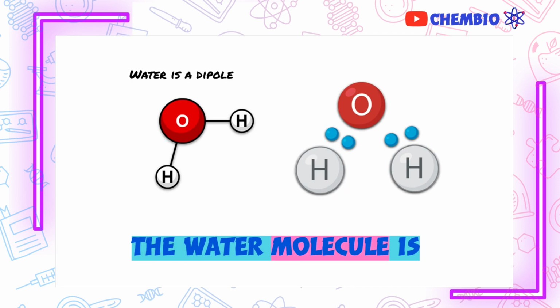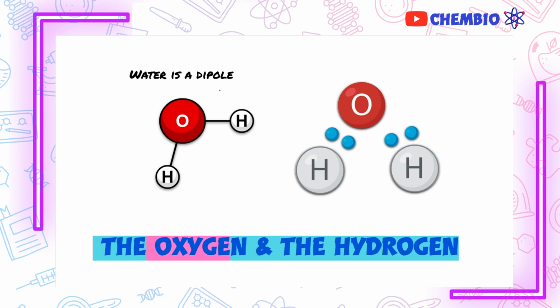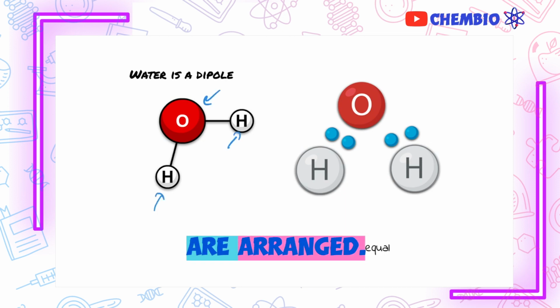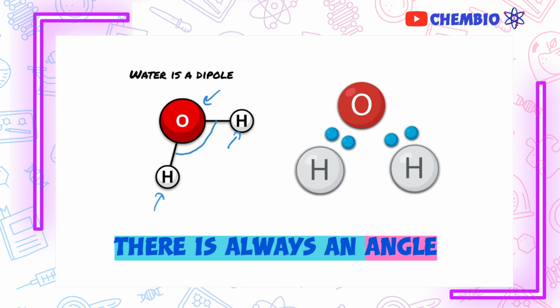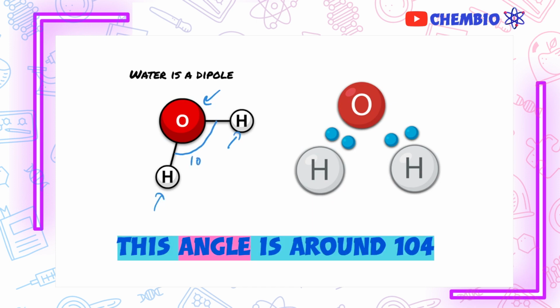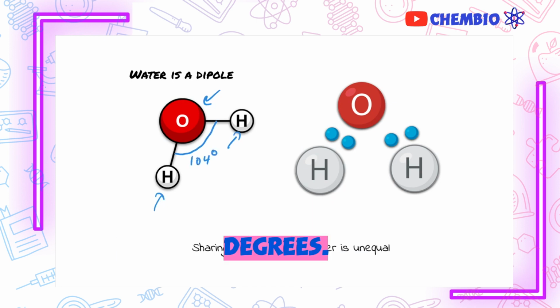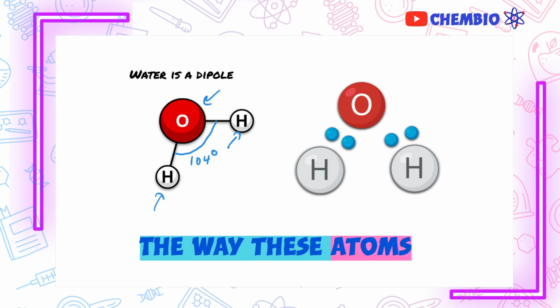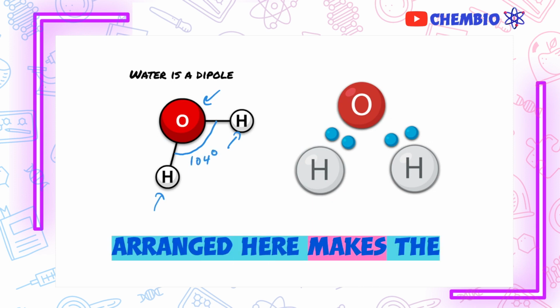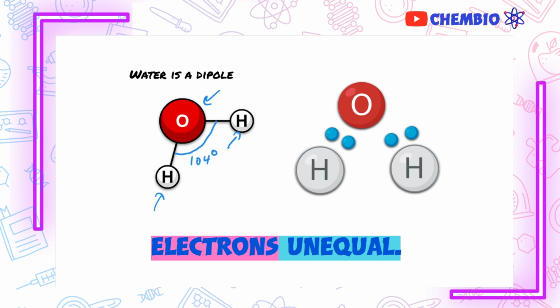The water molecule is arranged in a special way. Now look at the way the oxygen and the hydrogens are arranged. There's always an angle here. This angle is around 104 degrees. The way these atoms are arranged here makes the distribution of electrons unequal.